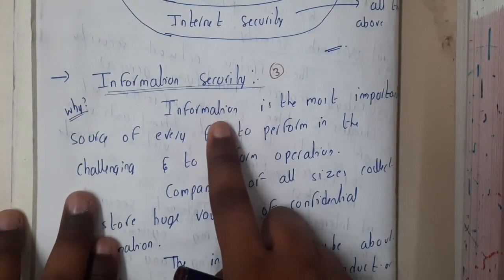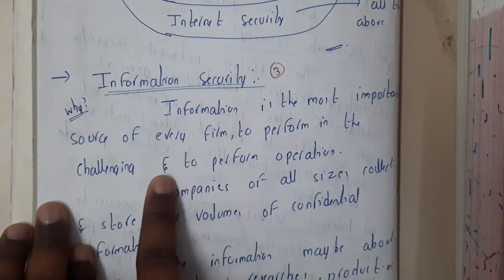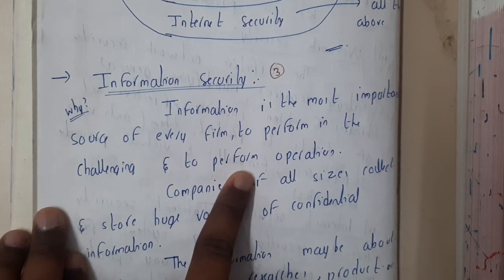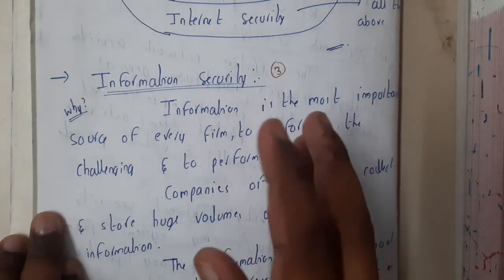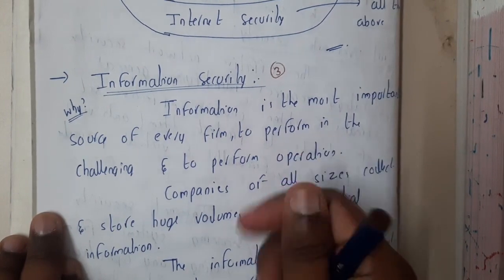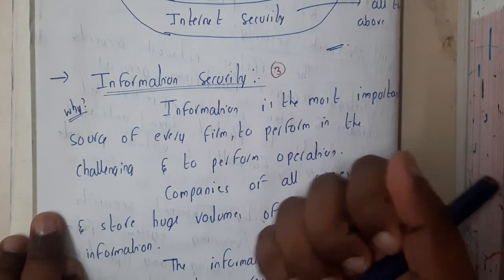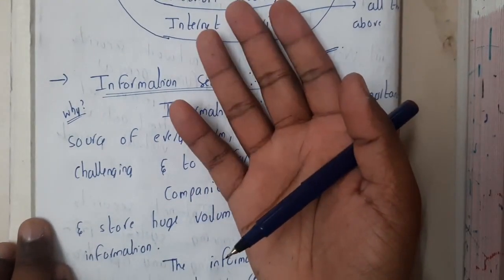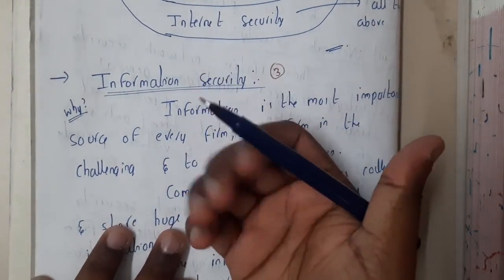Information is the most important source of every firm to perform its operations. Assume you are a company, guys, and you collect data. Assume that you are a bank. Your website is a bank website in which you will be giving accounts. You will be collecting the data from the users and, on behalf of them, taking that data to the bank and applying for accounts for them. Assume that you are a mediator in between them. Here you are collecting their information, right?